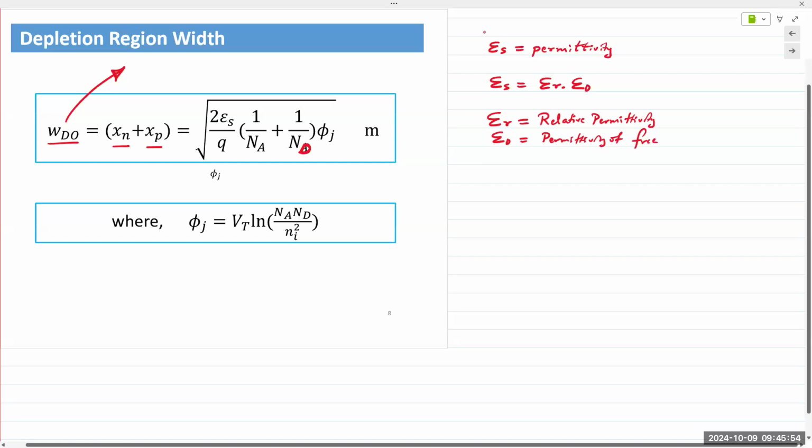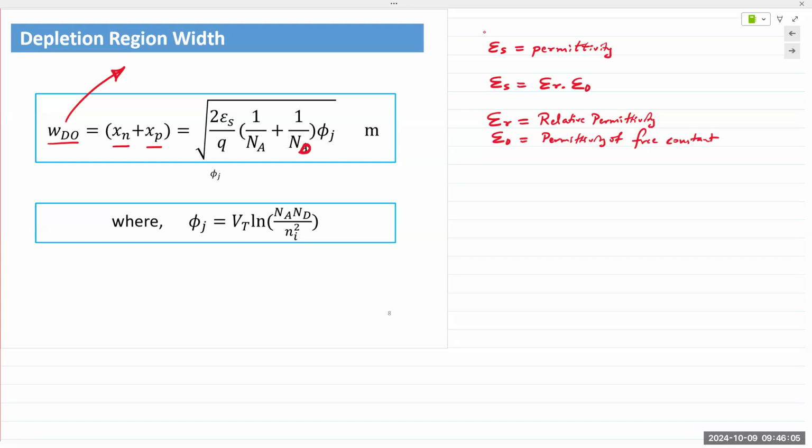It's a constant, 8.85 into 10 raised to minus 14, or was it minus 18? Minus 14 farads per meter. And relative permittivity for silicon is 11.7. So we'll see that in the next slide where we solve an example. Okay, everything else is a constant. So in this kind of equation, pretty much everything is given. All we have to do is plug and solve.